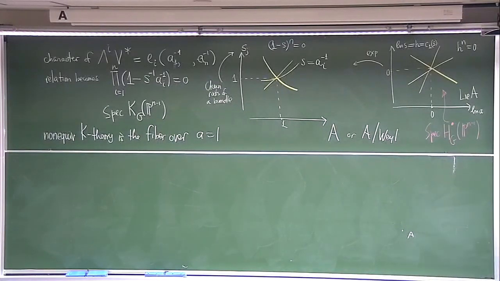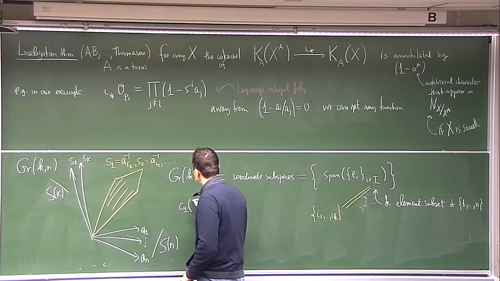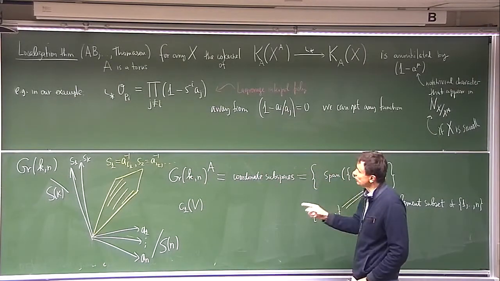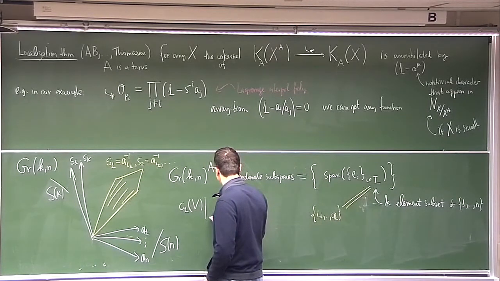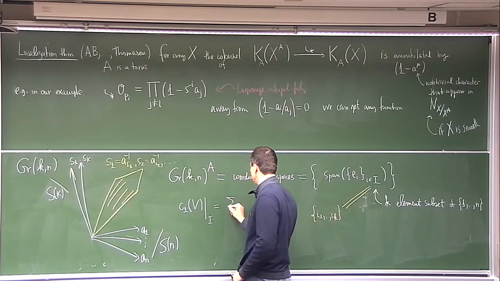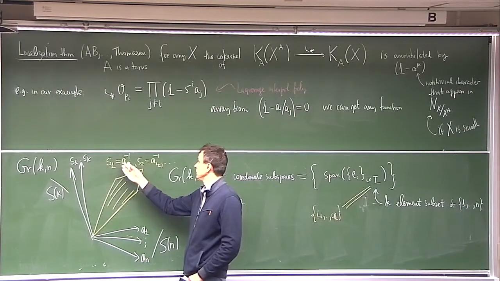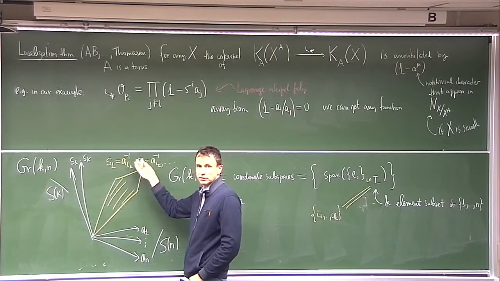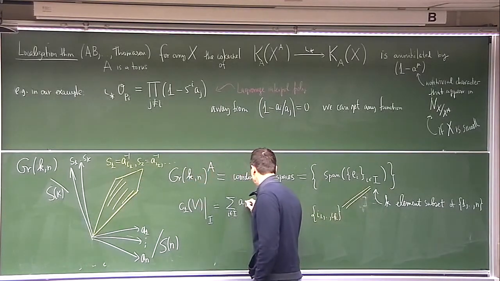And if I look at, for example, the first Chern class of the tautological bundle, we call it V, and if I restrict it to this I subspace, well, it'll be a summation over i in I. The first Chern class is additive, so it's like a sum. So the first Chern class, if you take the sum of Chern roots, you take the additive version of them and you sum them up. So you take a_i.